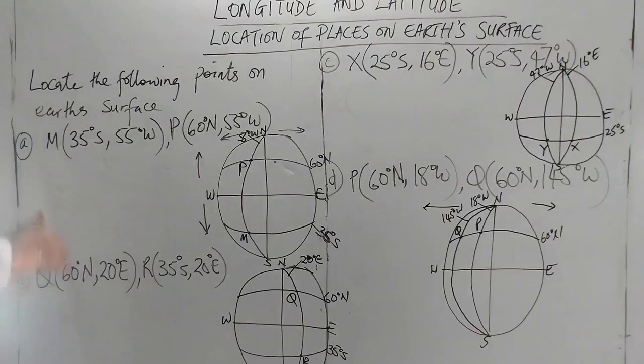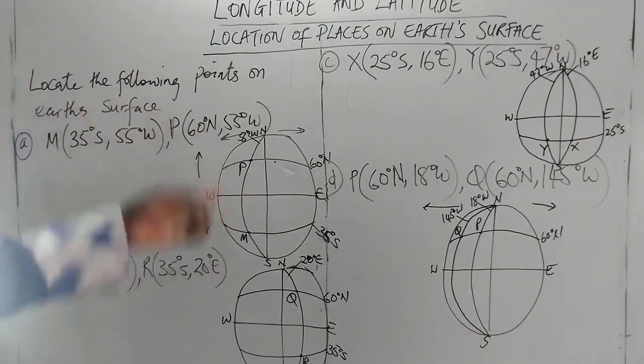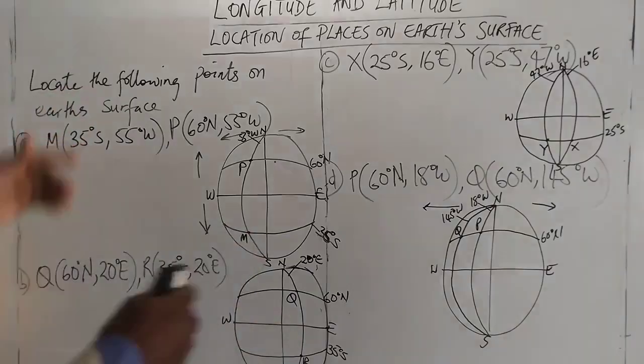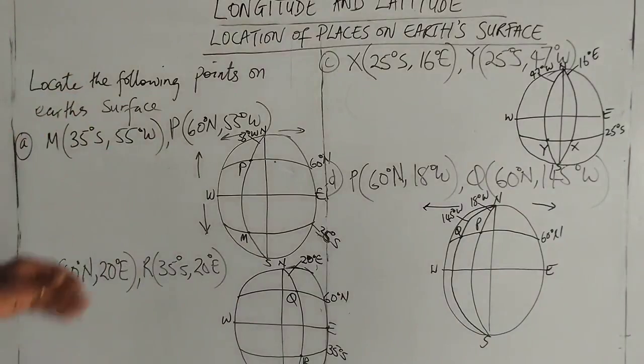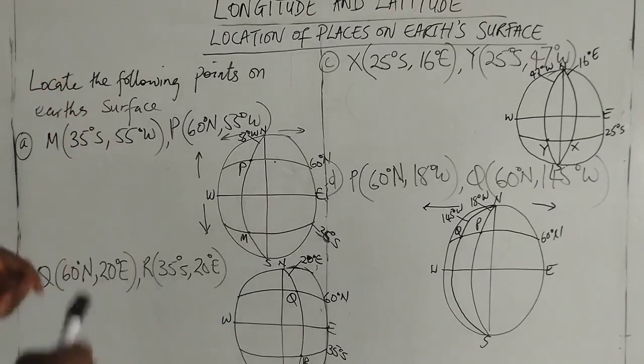So look at the four diagrams on the board. When you have 2 points to locate, always draw your Earth's surface, put the poles, and then locate the points. Where the longitudinal line meets the latitudinal line is a point. That's what I did on the board. Next will be the calculations we do in longitude and latitude.